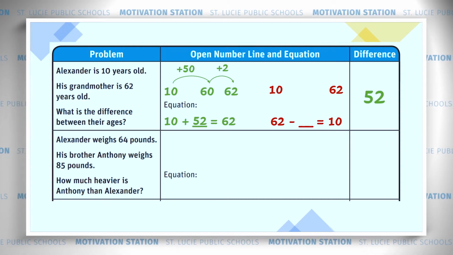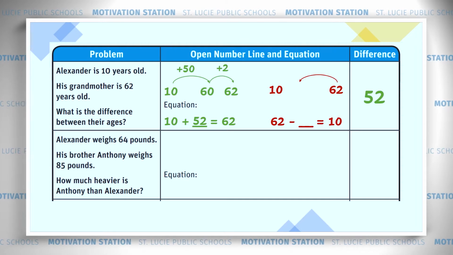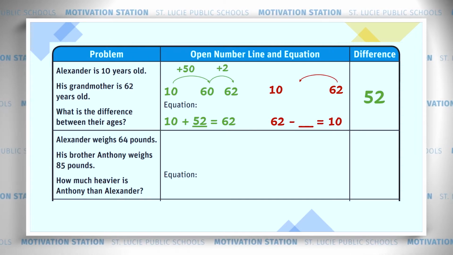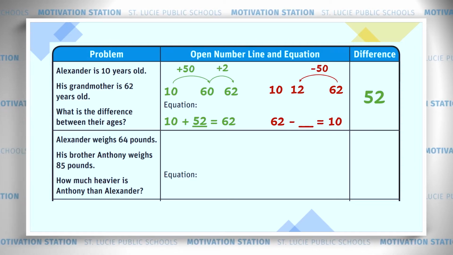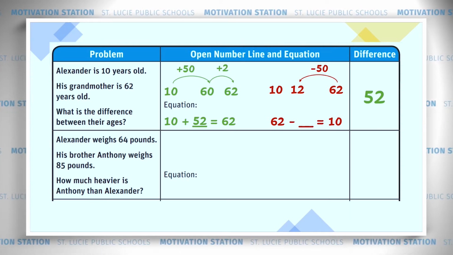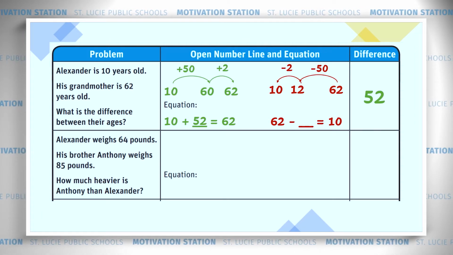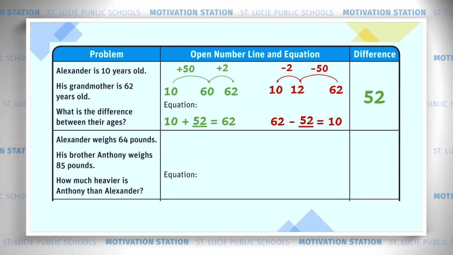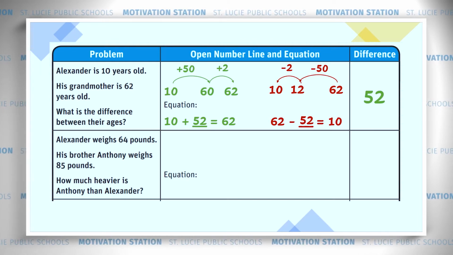Now, I need to make my jumps. Well, the first jump I want to do is a big jump. I could get close to 10. What could I do? I could get to 12, and that would be minus 50. Well, 62 minus 50 is 12, and then from 12 to 10 is just minus 2. So 50 and 2 is 52. Good, we got the same answer. 52, whether it's addition or subtraction.